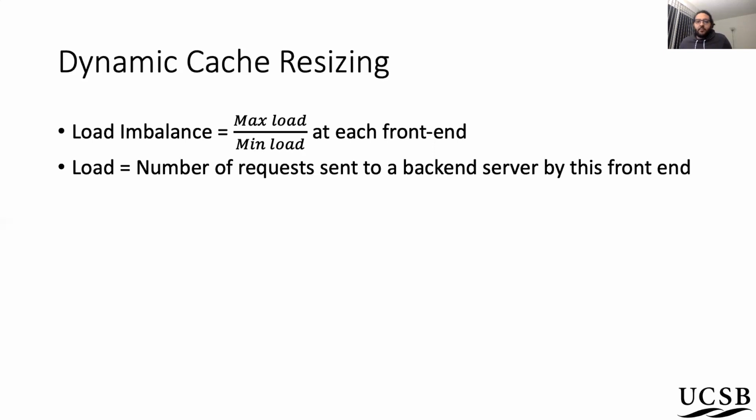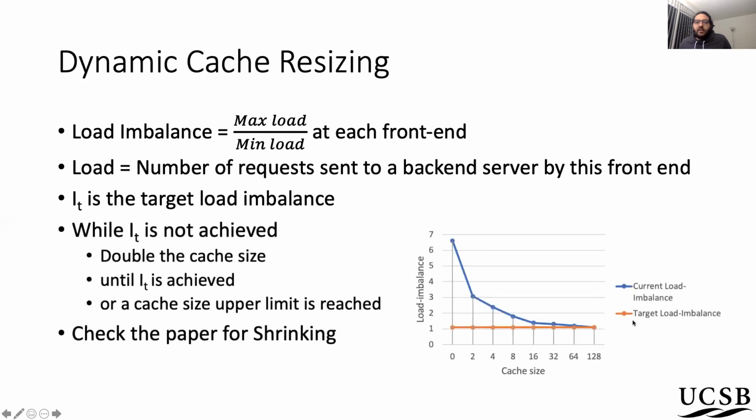System administrators have to provide COT with a target acceptable load imbalance, I_T, say 1.1. The resizing algorithm doubles the tracker and cache sizes until I_T is achieved or an upper limit of cache is reached. For shrinking, check the paper for details.